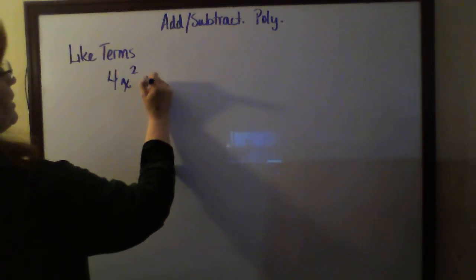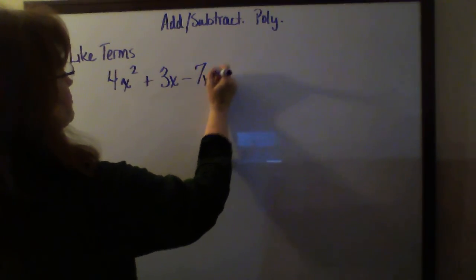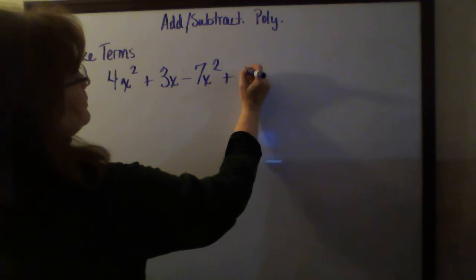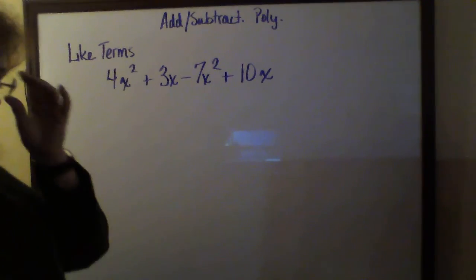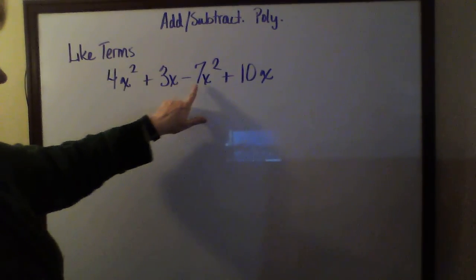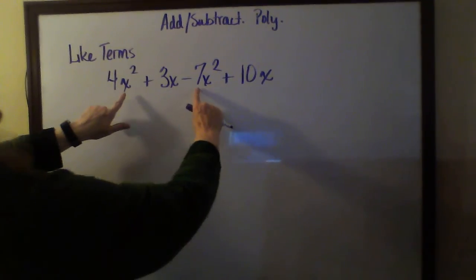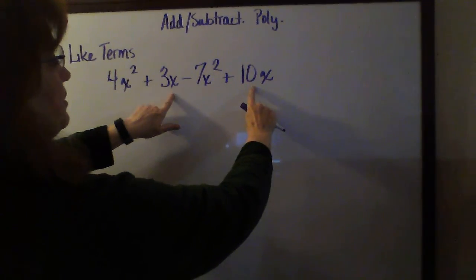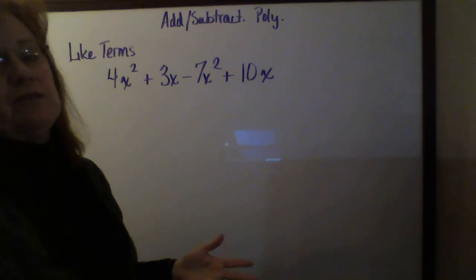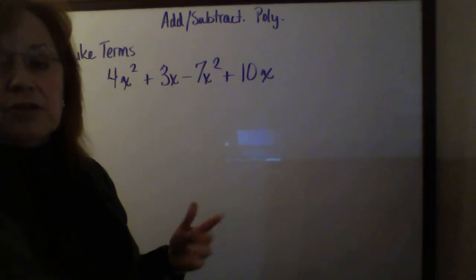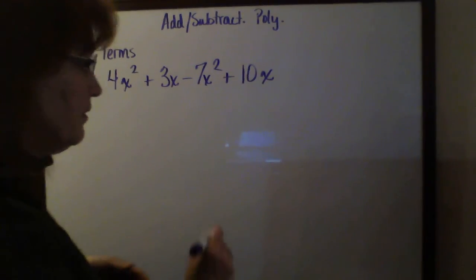Let's say 4x squared plus 3x minus 7x squared plus 10x, okay? So I have a four-term polynomial there. The coefficients are 4, 3, -7, and 10, just for practice, okay? These two are considered like terms, and these two are considered like terms, okay? When you combine adding and subtracting with like terms, you add and subtract their coefficients. You keep the variables just like they are, okay?